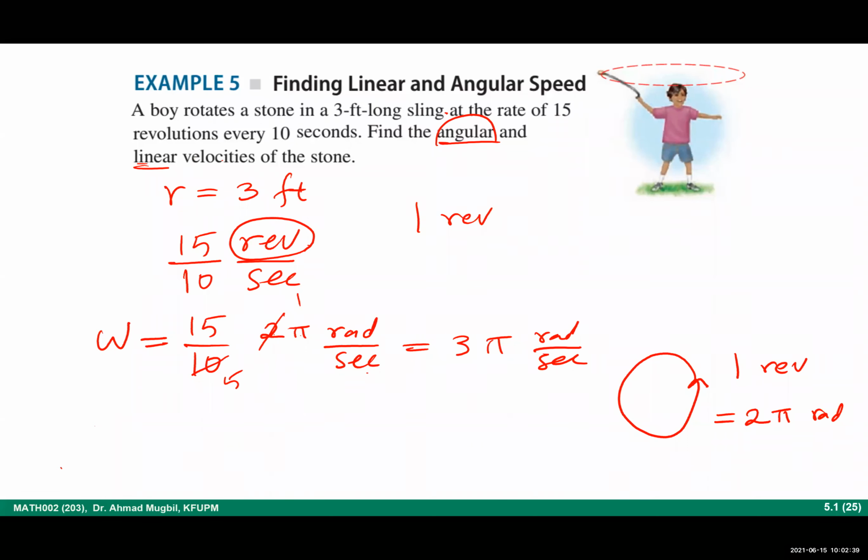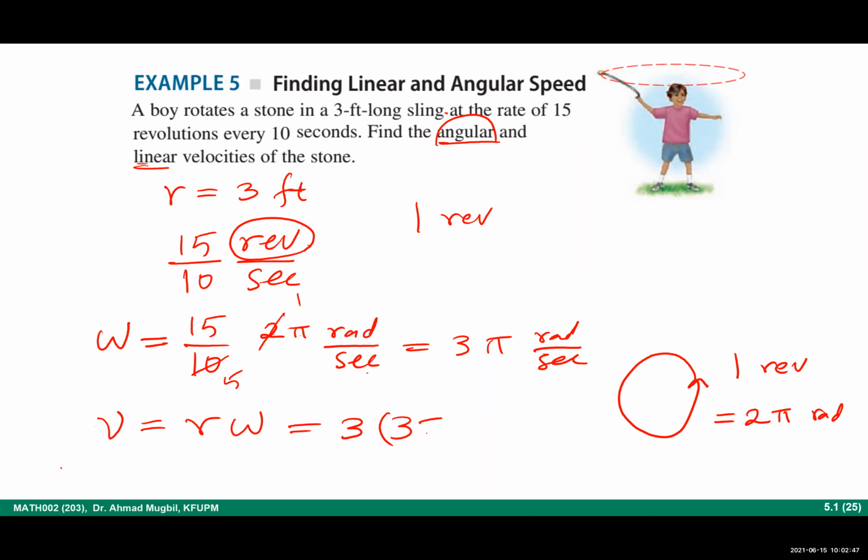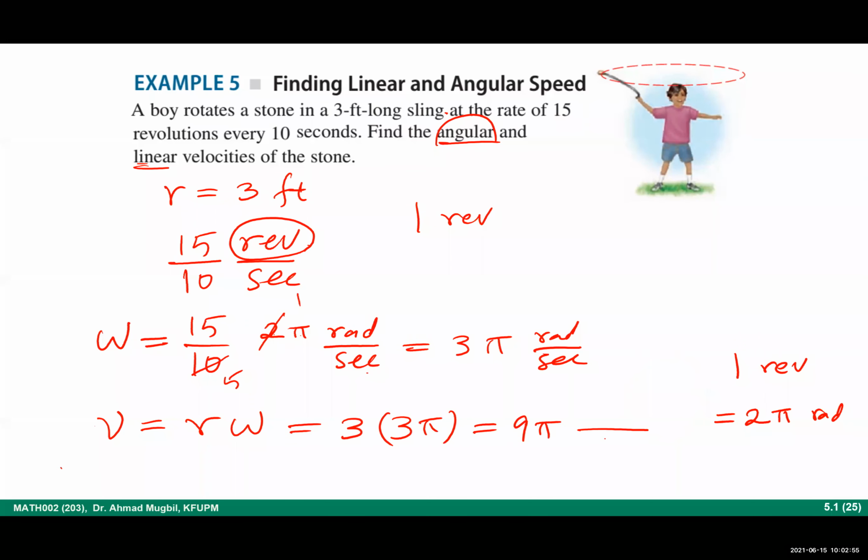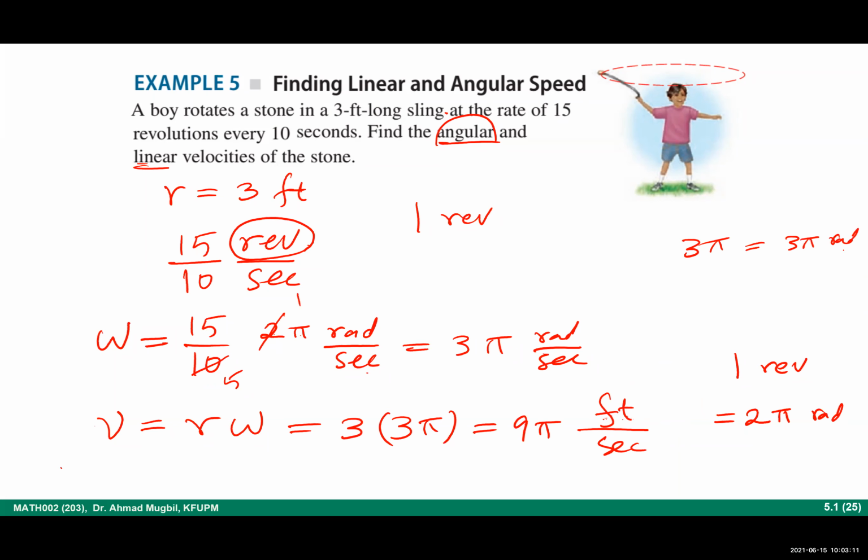He wants also the linear speed. So the linear speed will be r times omega. What is r? r is 3 and omega is 3π. So this will be 9π. You know what is the unit of the linear speed, distance per time. So the time is second, the same unit, and here this is feet. When we have the units of the length, no need to write rad. Enough, rad is gone, because we have agreed that 3π, you can write it without rad or with rad. But when we have the units of the length, no need to write rad.